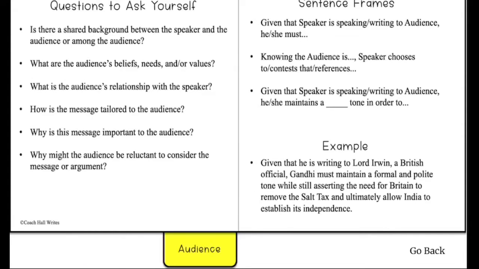Some passages like a letter or a speech might have a very obvious audience, but other times an article, for instance, might have a less obvious audience.